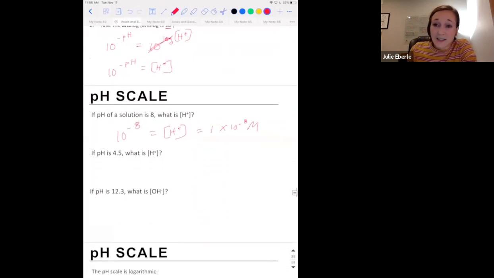All right, what if pH has a decimal though? We really don't like decimals in exponents, okay? So throw this in your calculator. If pH is 4.5, you do 10 to the negative 4.5 equals the concentration of H plus. But put it in your calculator because we do not like to leave decimals in the exponent position. Let me know what y'all get.